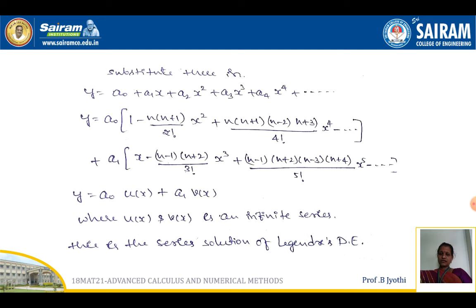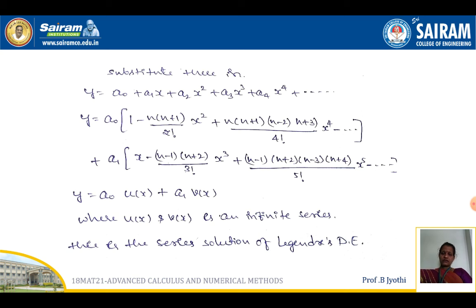Substitute these in y. So we are getting y is equal to a naught plus a1 x plus a2 x square plus etc. That is, for even terms a naught is common, and for odd terms a1 is common. Let us group it as a naught terms separately and a1 terms separately. So we are getting a naught into 1 minus n into n plus 1 by 2 factorial x square plus n into n minus 2 into n plus 1 into n plus 3 by 4 factorial into x power 4 and so on.